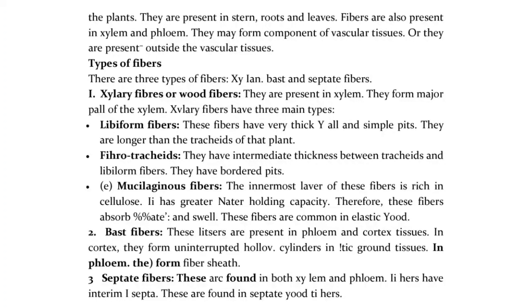2. Bast fibers. These fibers are present in phloem and cortex tissues. In cortex, they form uninterrupted hollow cylinders in thick ground tissues. In phloem, they form fiber sheath. 3. Septate fibers. These are found in both xylem and phloem. These are found in septate fibers.